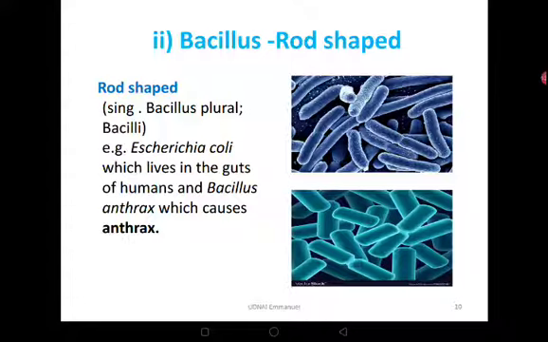Many are bacilli. Those are rod-shaped. They are straight. When you look at them in the microscope, they look like small sausages. So those are called the bacilli. For example, the common one, Escherichia coli. You must have heard about Escherichia coli, usually found in food. It is very common and is also found in the guts of humans. And then we have Bacillus anthracis that causes anthrax in cattle. So those are rod-shaped.